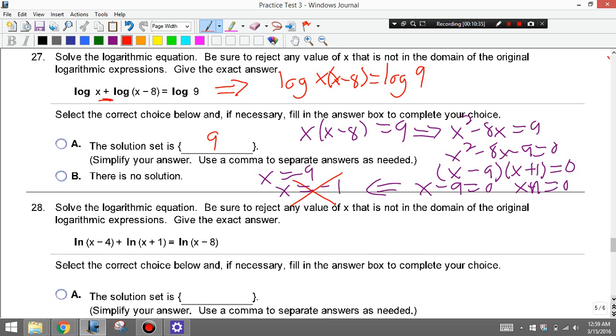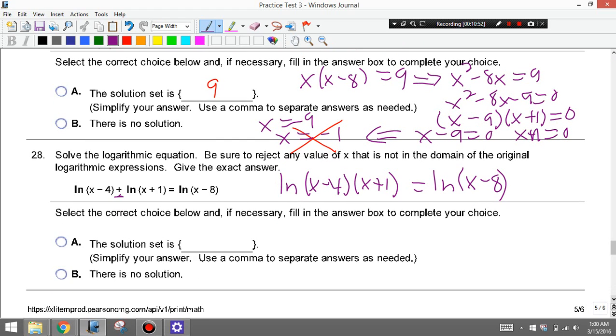Same thing here. This addition then turns into multiplication, so you get the natural log of x minus 4 times x plus 1 equals the natural log of x minus 8. Now we have two logs on each side. We can drop the logs. x minus 4 times x plus 1 equals x minus 8.